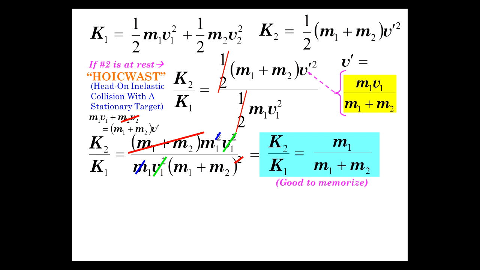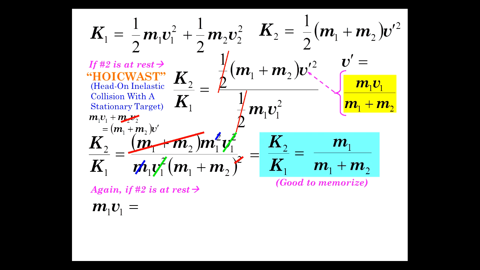The ratio of the masses that are in motion. So the first mass in motion was m1, and then it's divided by just the combination of masses. So it seems reasonable that that ratio would give you the ratio of the kinetic energies. If not, memorize it or derive it if you need to.